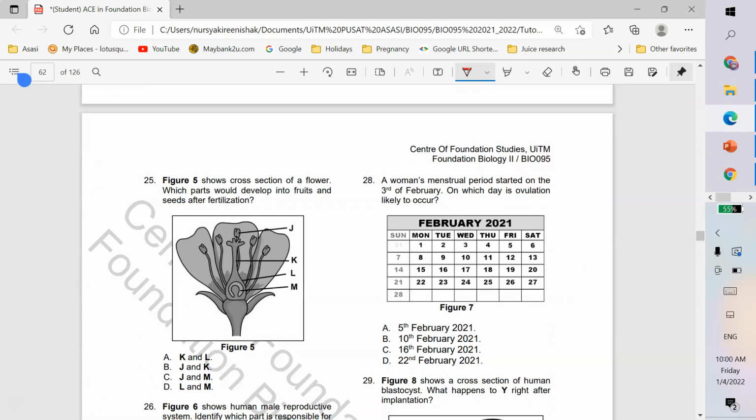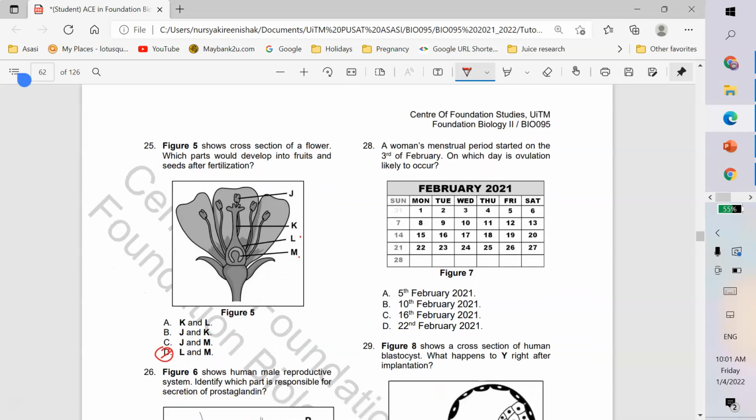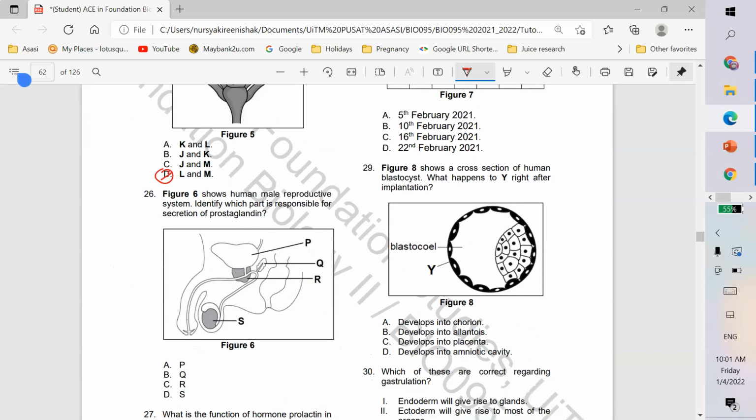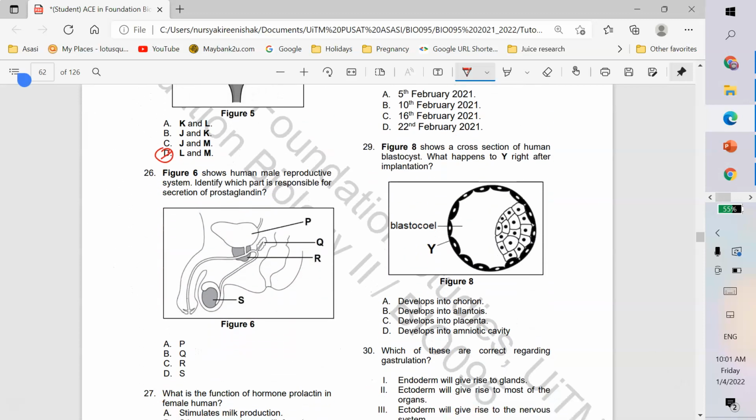Next, the last one, Zur Atika. Figure 5 shows a cross-section of a flower. Which part would develop into fruits and seed after fertilization? Jawapan dia D, L and M. L adalah ovary kan, M adalah ovule. Tadi dah go through juga. So dah habis through the list ni. So saya akan buat the rest.